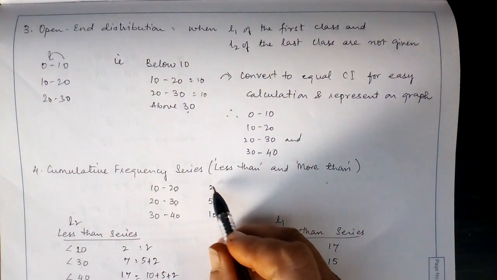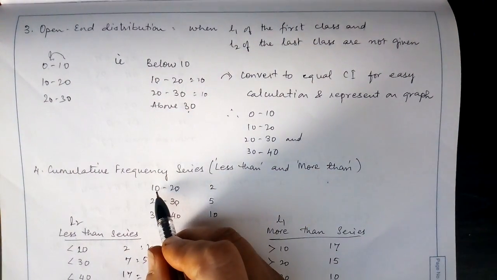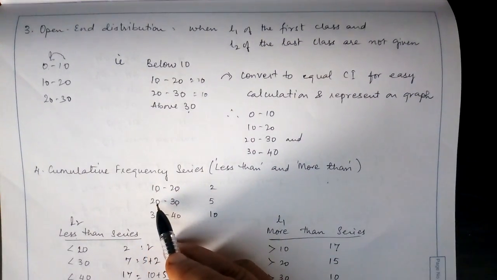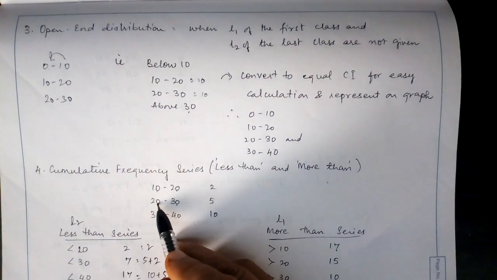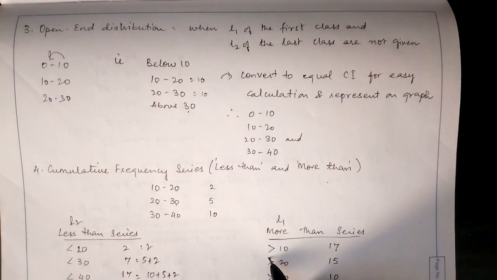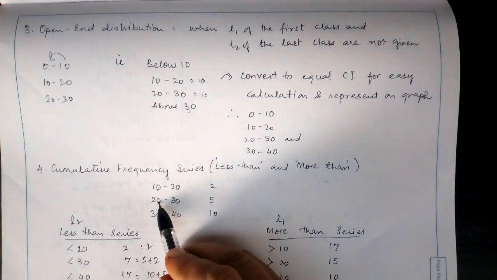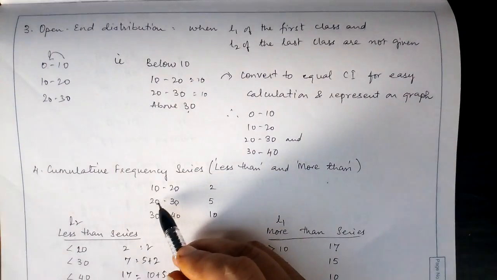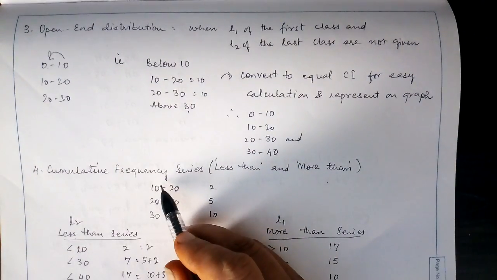10 plus 5 plus 2, all of them will be greater than 10. Now in the next class interval, 20 is the lower class limit. So in the more than series, our next one will be more than 20. So more than 20 will be all the observations from 20. So we have to exclude those observations which are less than 20.